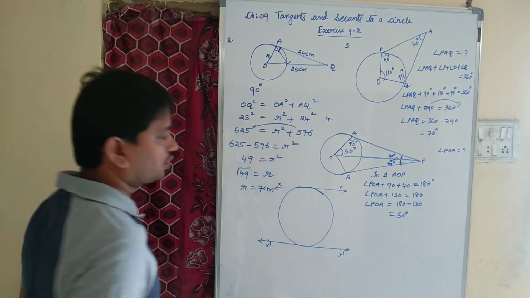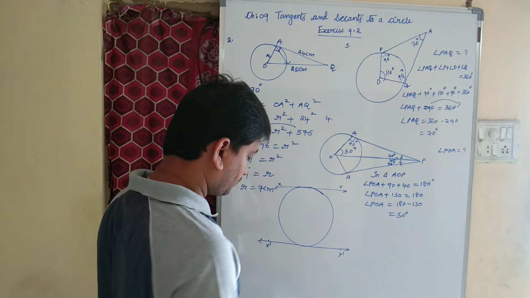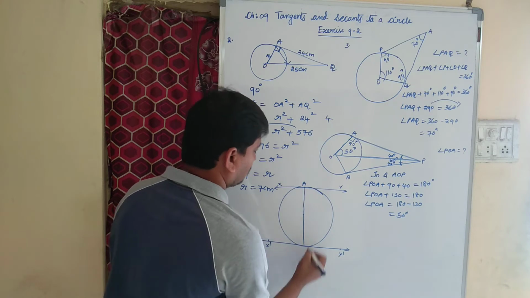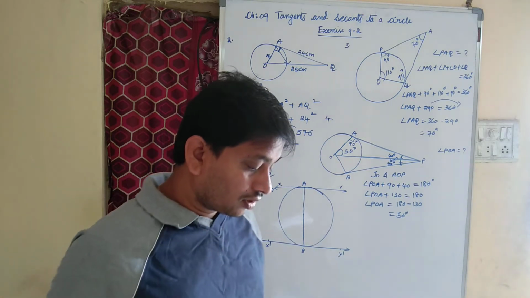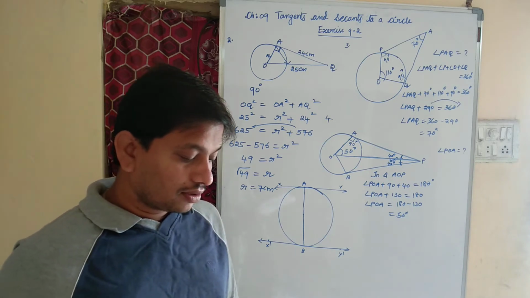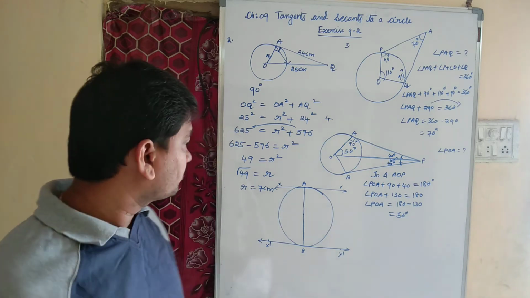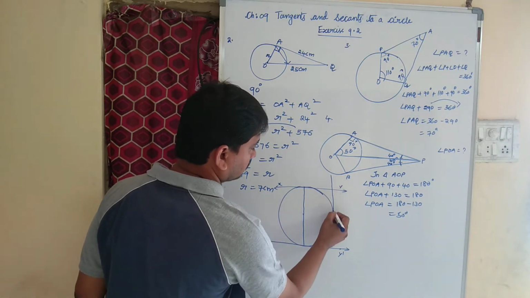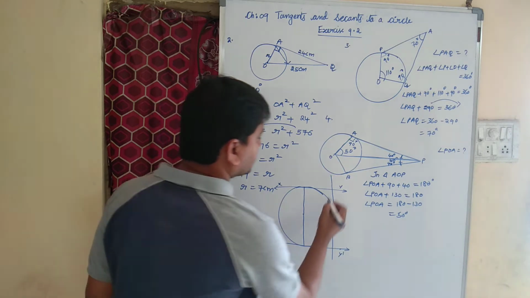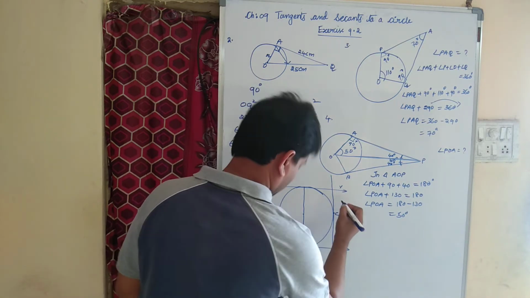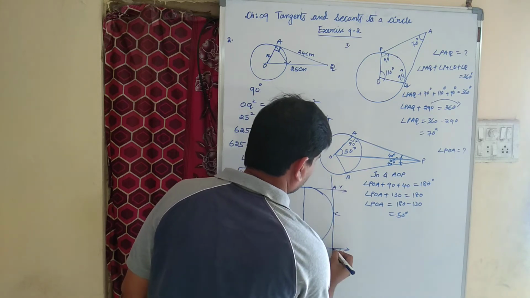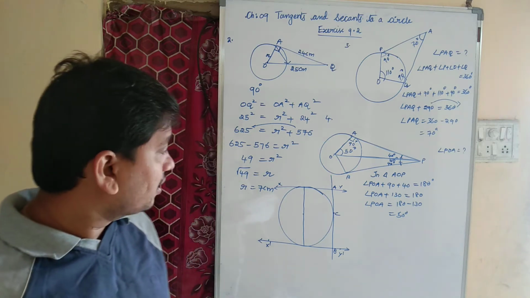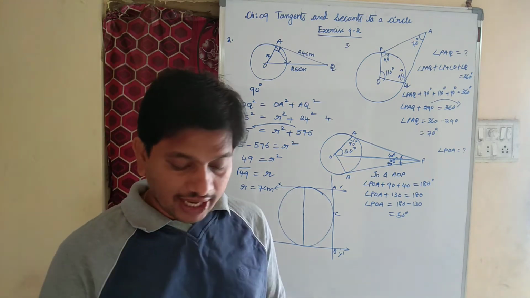XY and X'Y' are two parallel tangents to a circle with center O, and another tangent AB with a point of contact C intersecting XY at A and X'Y' at B, then what is angle BOA?